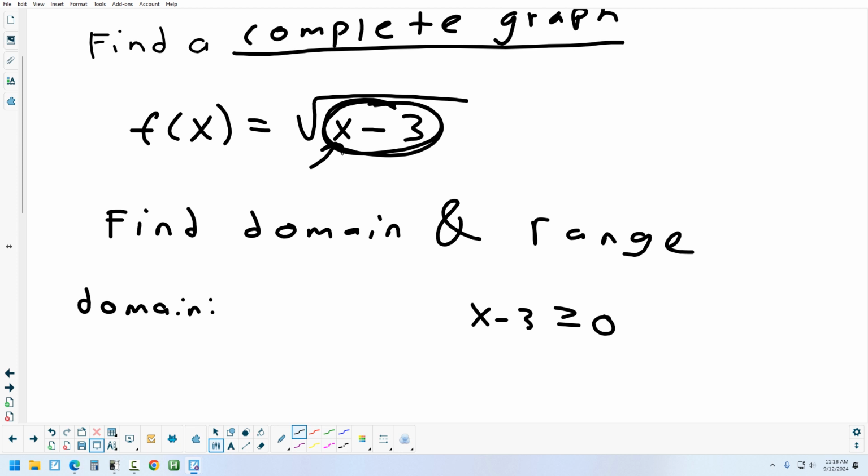3 or higher. So one way you can write your domain is x is greater than or equal to 3. Or let me show you how to do it as an interval. If you can pick numbers 3 or higher, what's the lowest number you'd be allowed to pick? 3. Comma, what's the highest number you'd be allowed to pick?